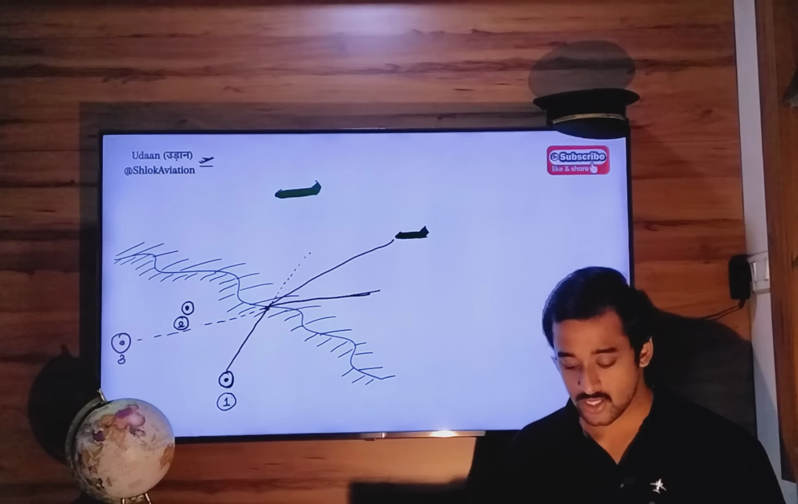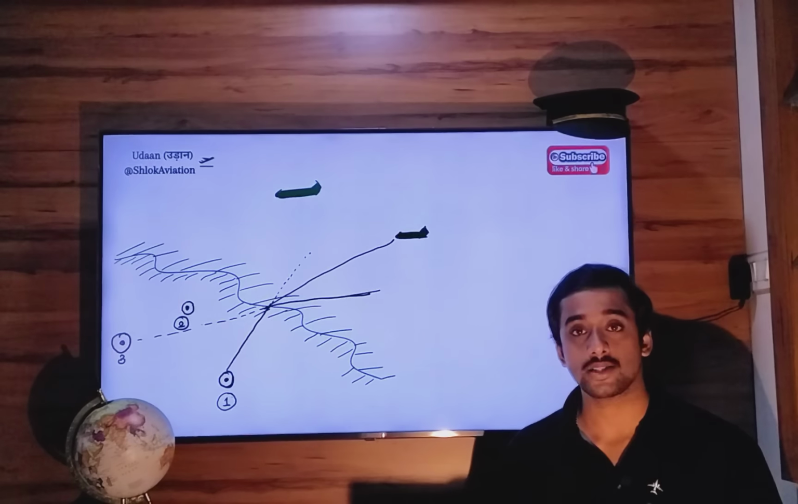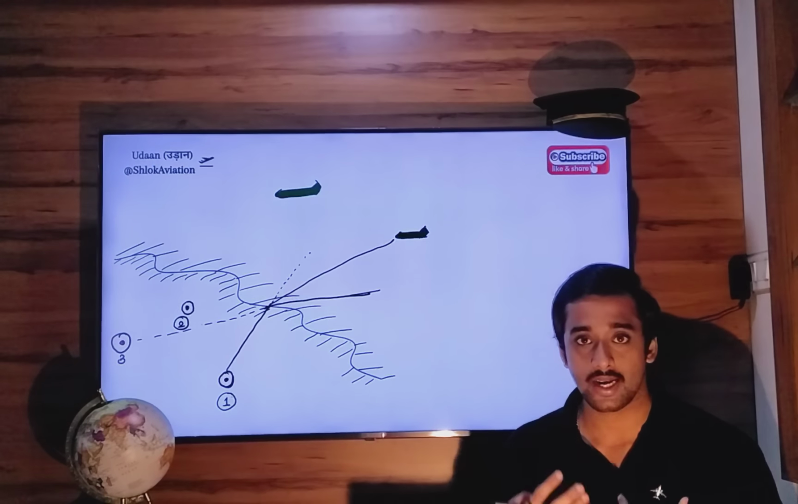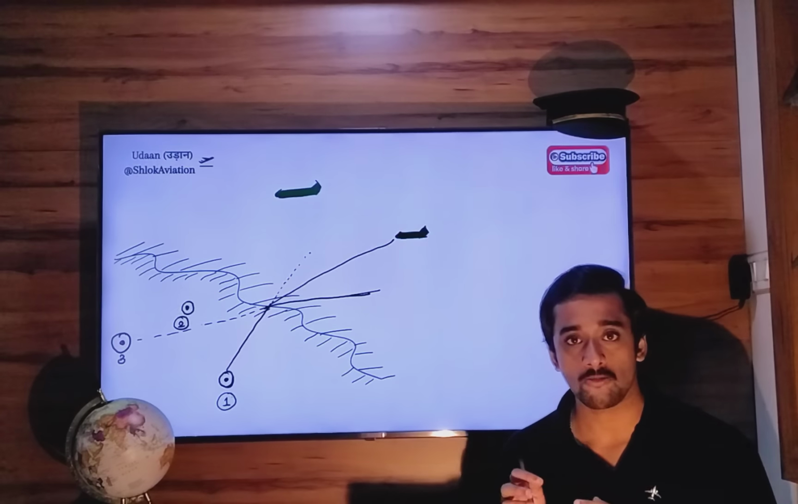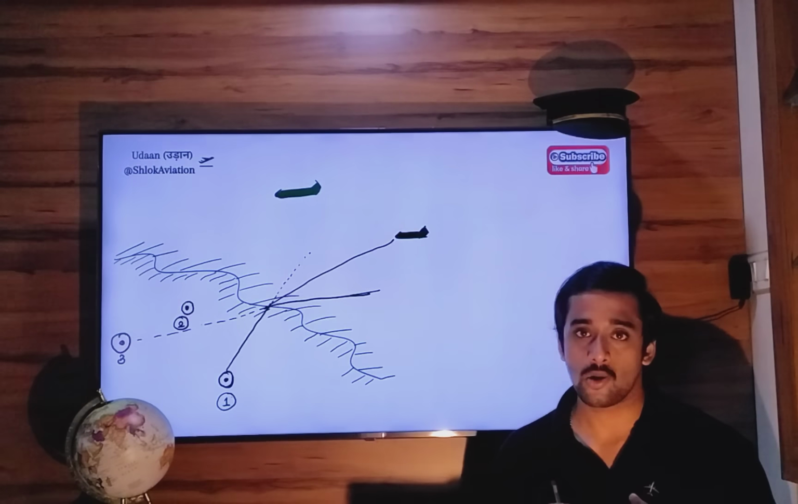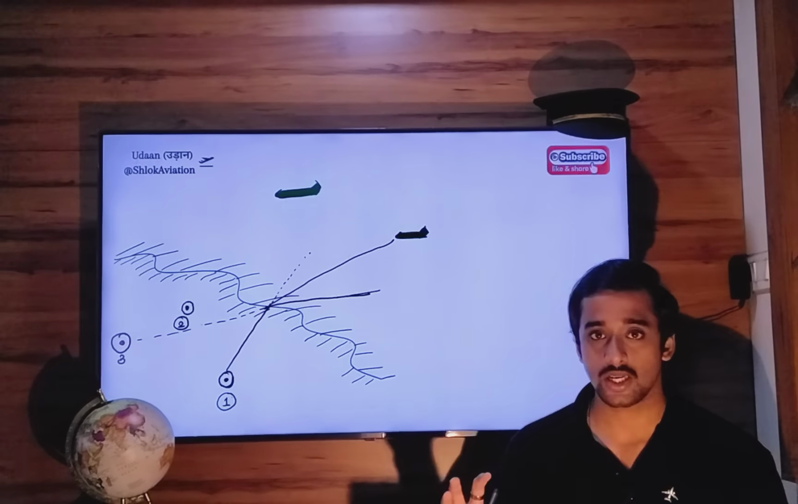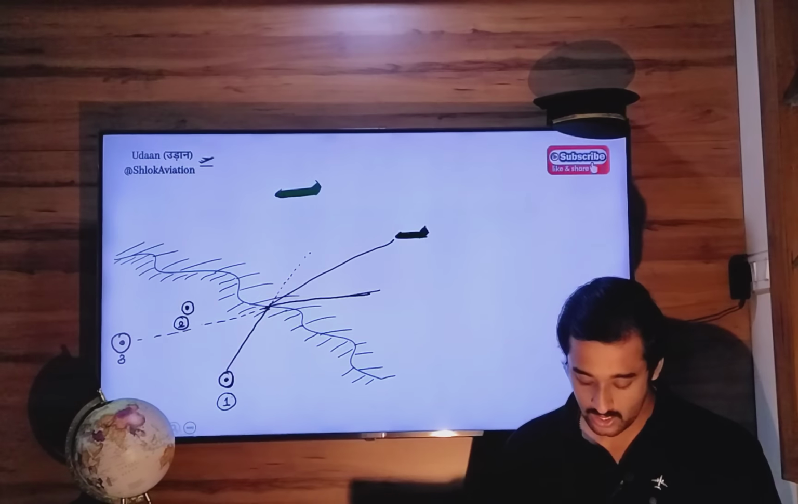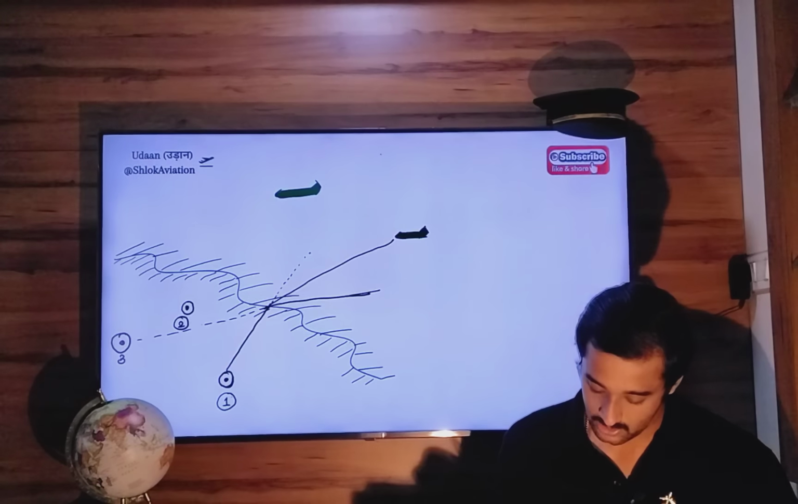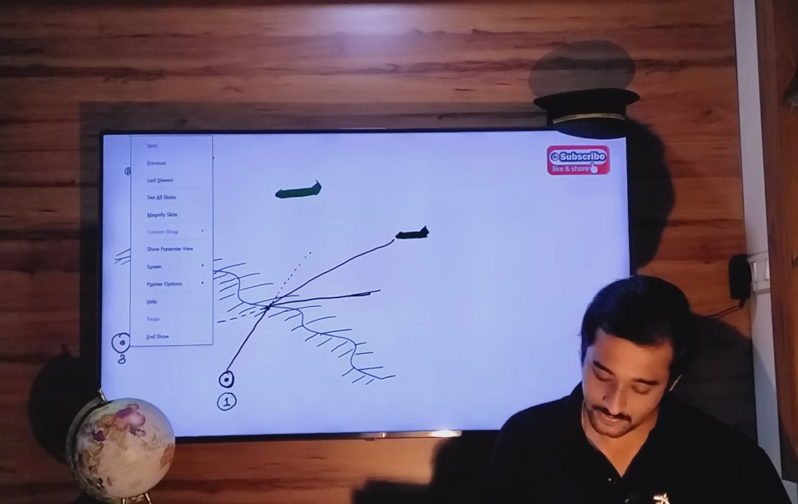So instead of getting a track towards the correct NDB station, the ADF equipment on board will think it is getting radio signals from some other NDB station which is at this angle. So this is called coastal refraction.